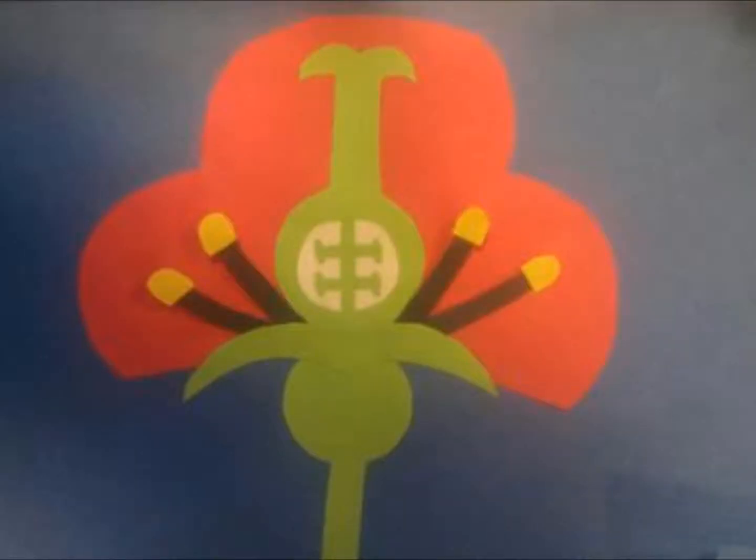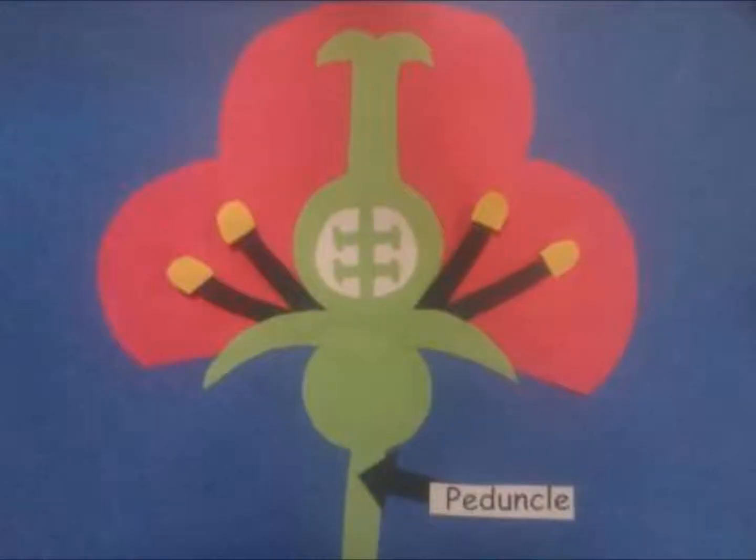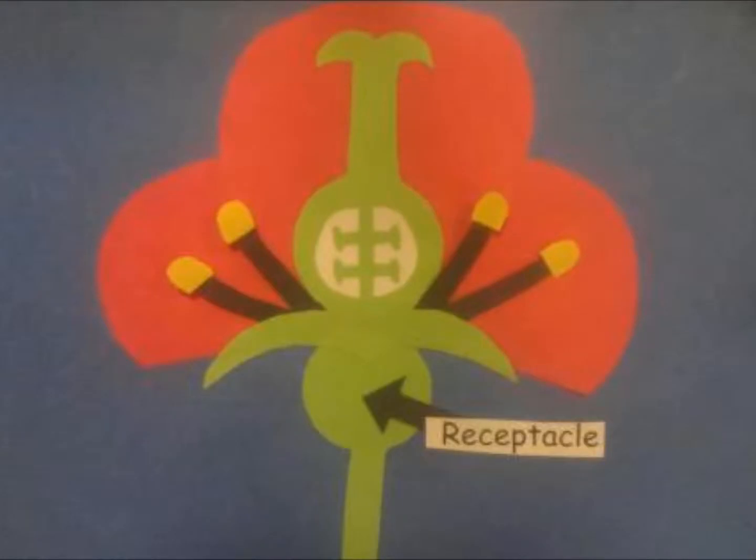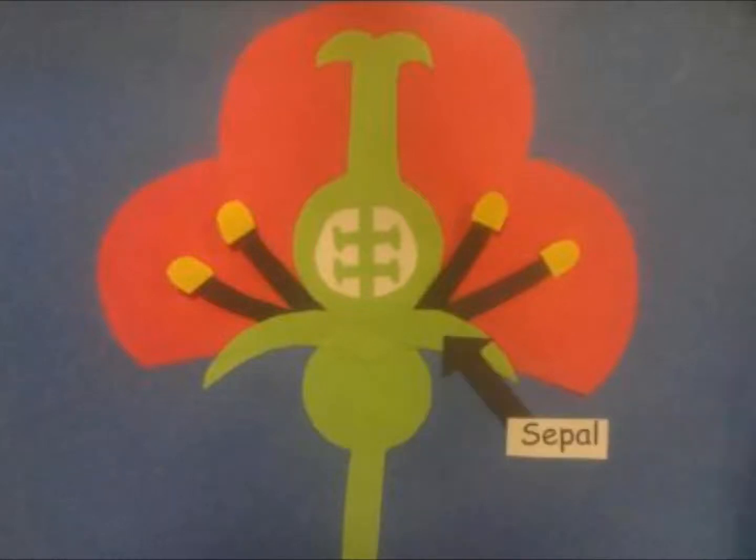Today we will be explaining how an insect pollinates a flower, and the flower organelles and their functions. The peduncle is the flower stalk which holds the flower. The receptacle of the flower is the part of the peduncle. It is also the base of the flower. The sepal is above the receptacle and its function is to protect the flower.